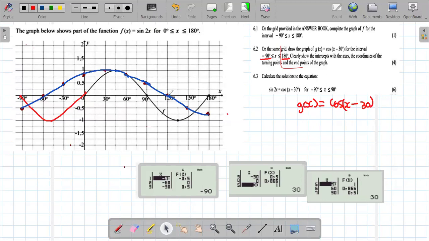So can we please check which one is our point of intersection? Where do the two graphs meet? They meet here. So the first point should be 45. So at 45, that's the point of intersection. And at 60, it is a point of intersection. Okay.